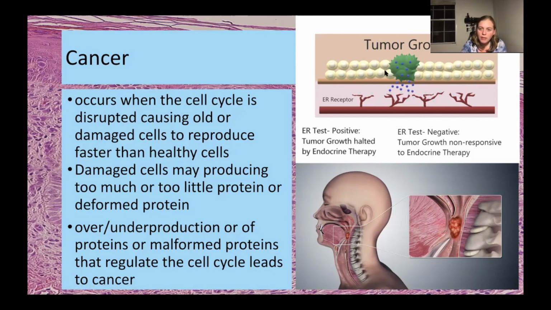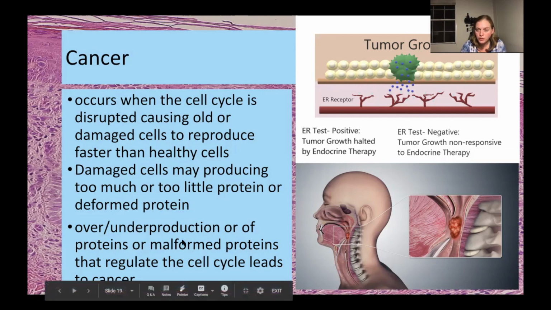Normally, cells have mechanisms to tell when they're around another cell, and that tells them to stop growing. But these damaged cells have lost that ability, and so they grow and they pile up on each other, and that's where we get a tumor. Now, these damaged cells may produce too much or too little protein, or that protein may be deformed and just not work the way it's supposed to. And this over or underproduction of proteins, or these damaged proteins that might regulate how quickly a cell reproduces, leads to cancer or tumor growth.